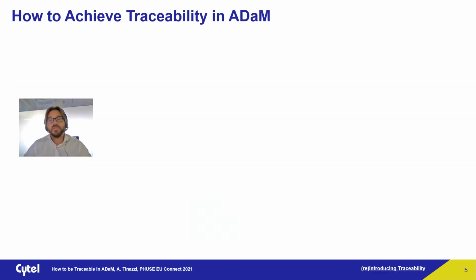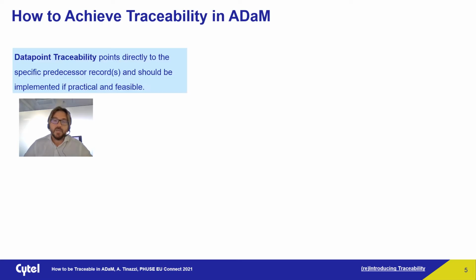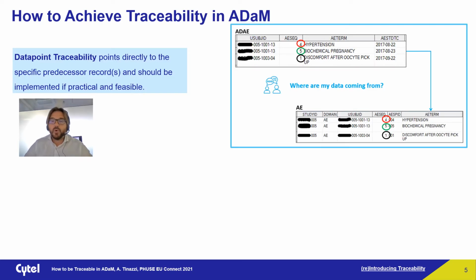But how can we, in practice, achieve traceability in our ADaM data packages? Well, technically, in ADaM, traceability can be achieved in two ways: through data points, or through the data, and through metadata. Data point traceability is achieved, for example, by copying the sequence variable from the SDTM source dataset. Like here in the example, a record in the ADAE dataset is linked to its predecessor record in the SDTM dataset by keeping essentially in the ADAE dataset the ASEQ variable. Of course, there is more than that, as we'll discuss in a few minutes.